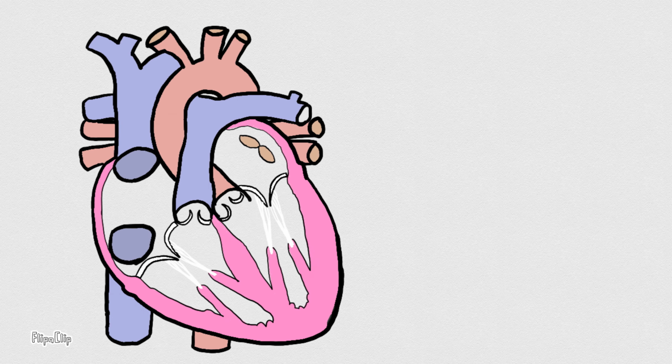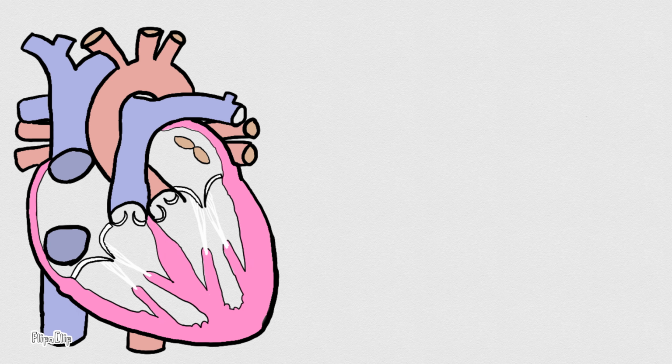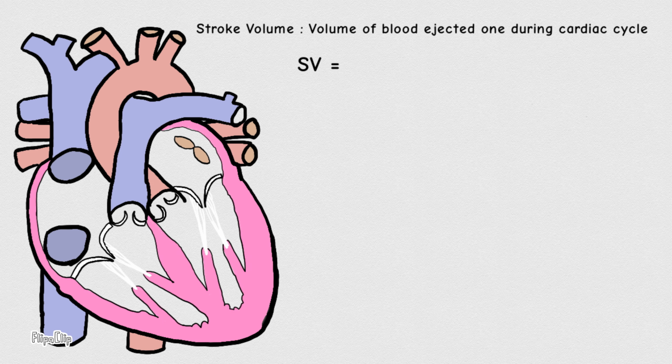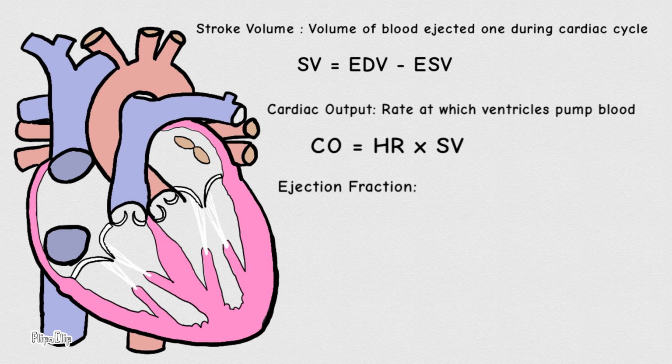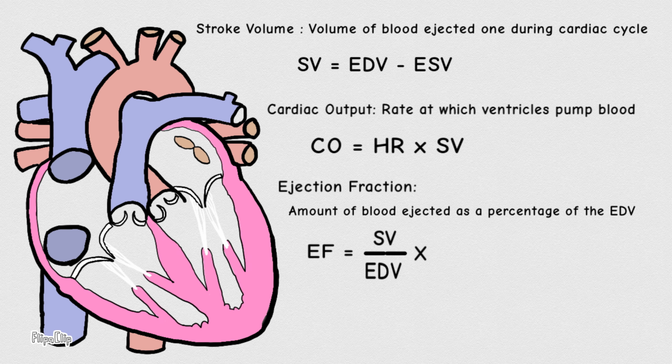So let's get started with a few of our math equations. We have stroke volume, which is the volume of blood ejected during one cardiac cycle. This is going to be represented as EDV minus ESV. And we have cardiac output, which is the rate at which ventricles pump blood. We will usually see this as heart rate times stroke volume. And lastly, we have our ejection fraction, which is the amount of blood ejected as a percentage of the EDV. This will be represented as stroke volume divided by EDV times 100.